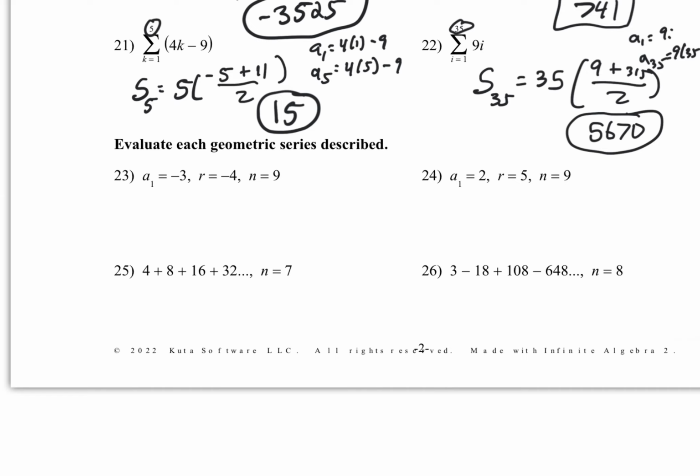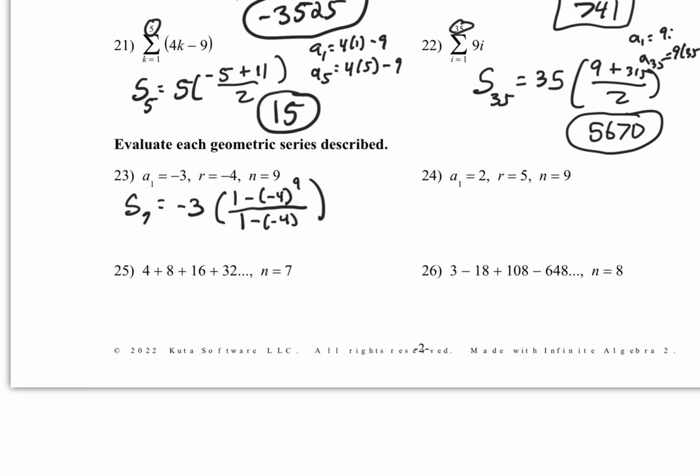Last ones, evaluate the geometric series as described. So we use our series formula. So we're going to find S of 9, it's geometric. So this is equal to a of 1 times 1 minus our ratio to the nth power divided by 1 minus r.